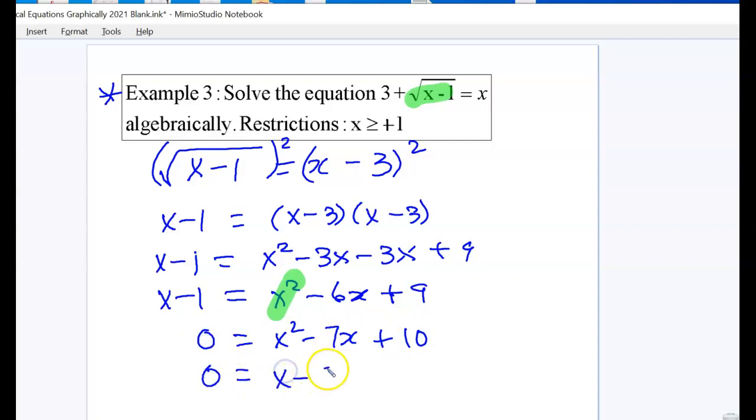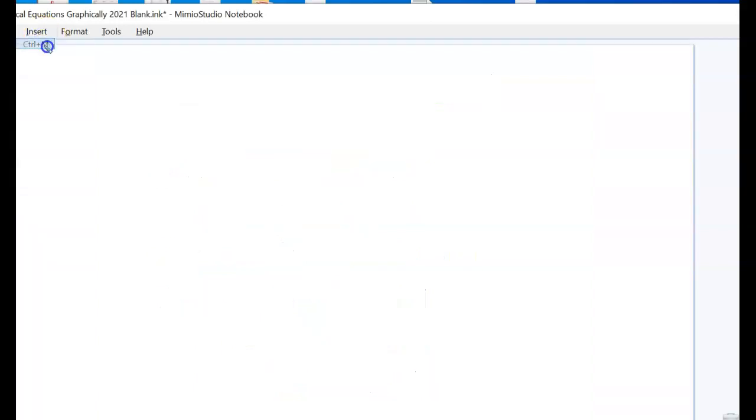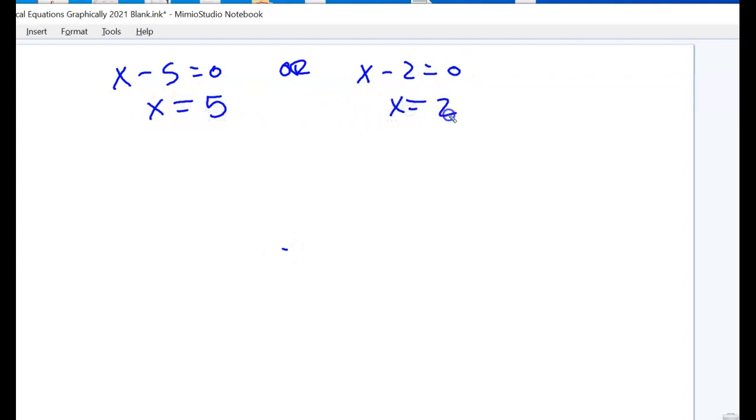And now, using our factoring skills, this is going to factor into (x minus 5)(x minus 2). So therefore, either x minus 5 equals 0 or x minus 2 equals 0. So my two solutions are x is 5 and x is 2. So now we want to verify.